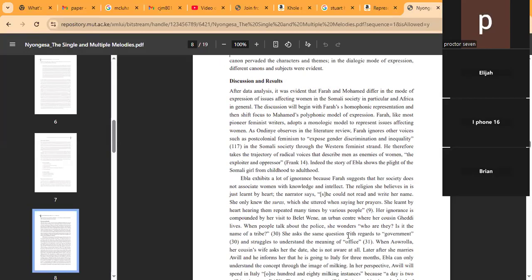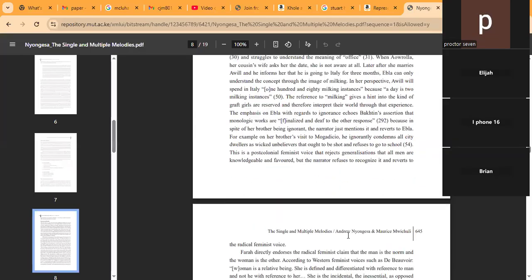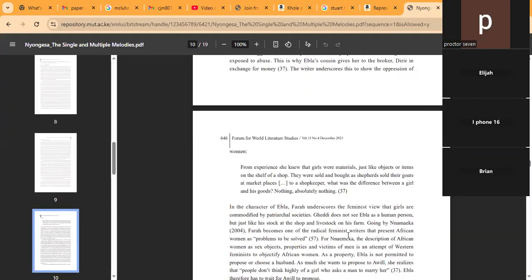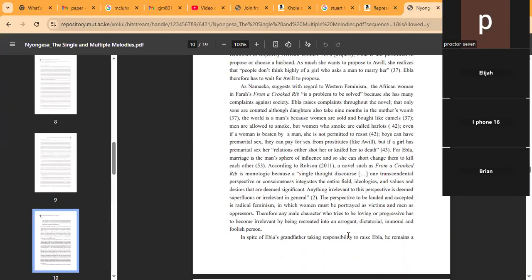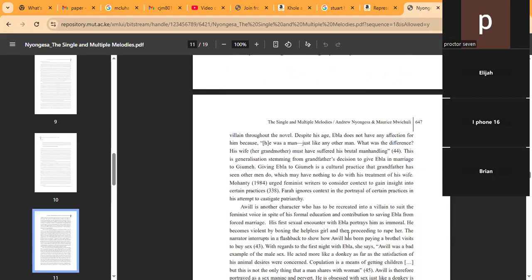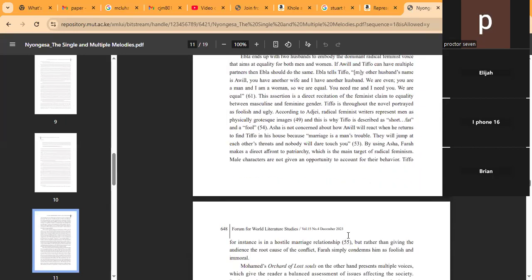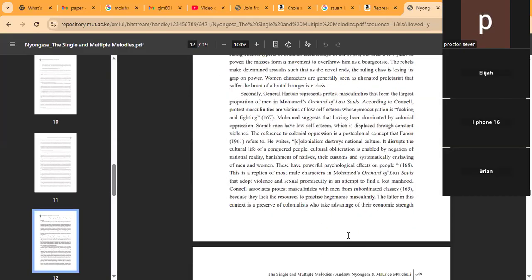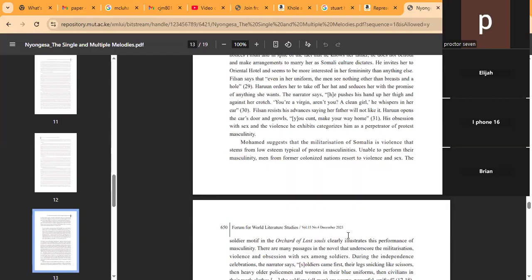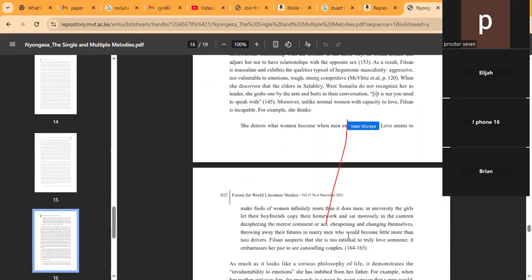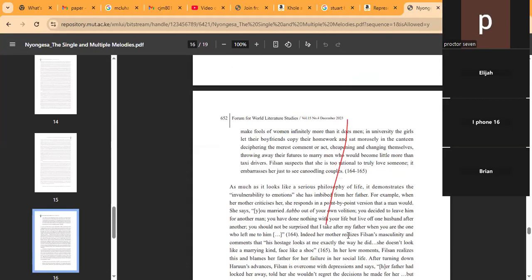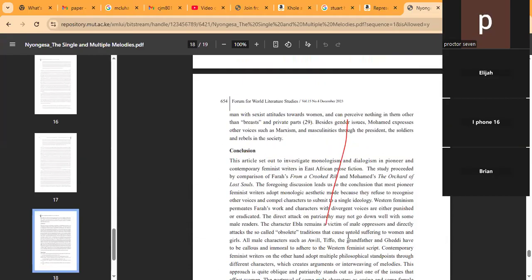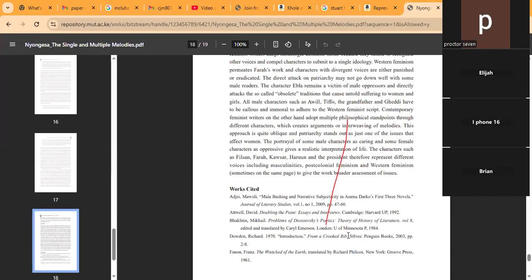Discussion and results. And then we come here after discussion and results. There is even another one I wrote, but I don't know if I can get that one. But this is a published one. So discussion and results, then you continue like that. So after discussion and results, what do we have? Conclusion. After conclusion, works cited.